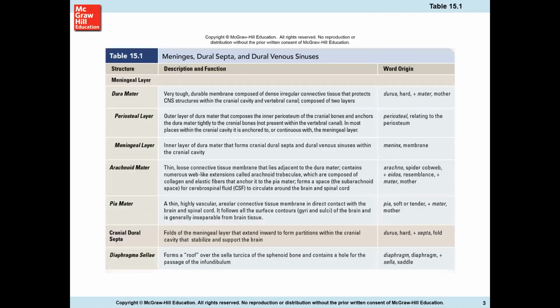So here you go. Here's some words on this. I probably won't ask you a lot of the words. I might ask you about the subarachnoid space, though. So you know that's important.